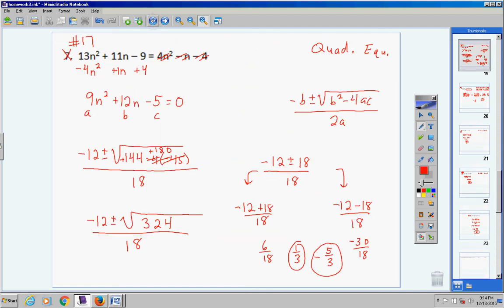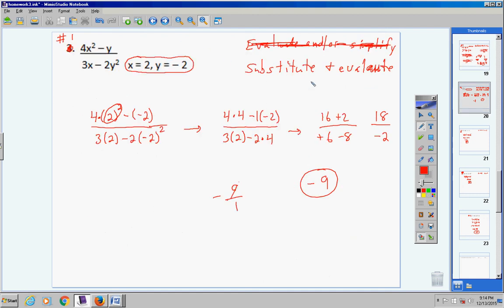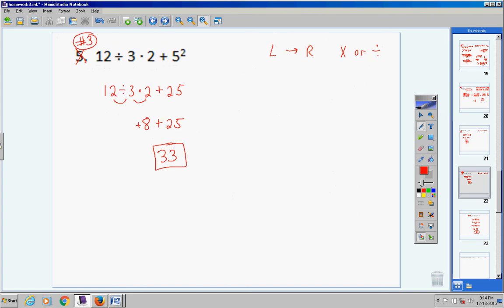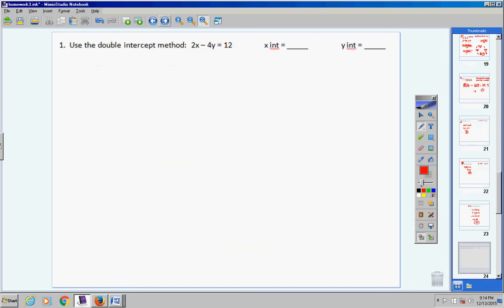I gave you 17 problems in your equation inequality section. Will be on your test. That doesn't mean I'm going to give you 17 problems in that section. I probably won't, but it'll be a good, thorough section. The next section is a substitute and evaluate section, or just evaluate, depending if you have to substitute or not. I gave you 4 of those. 1, 2, 3, 4. Now I'm going to give you, let me look at my notes here. 1, 2, 3, 4, 5, 6, 7, 8, 9.